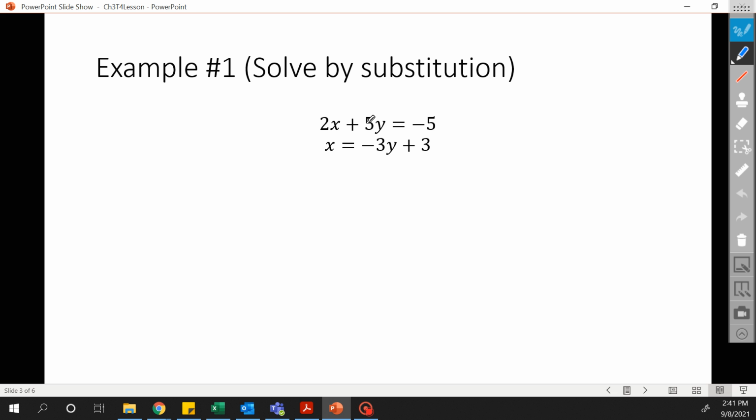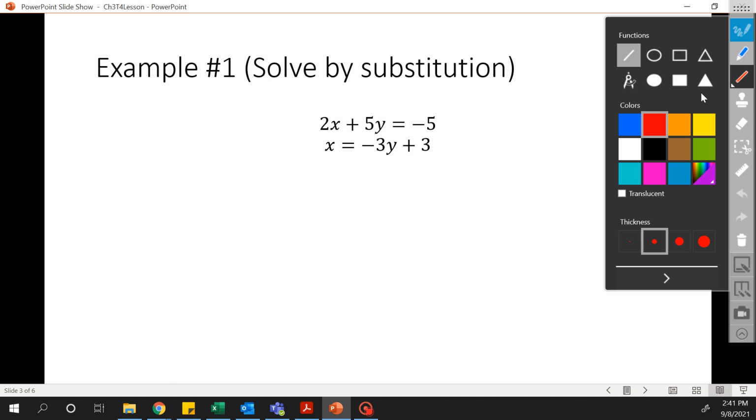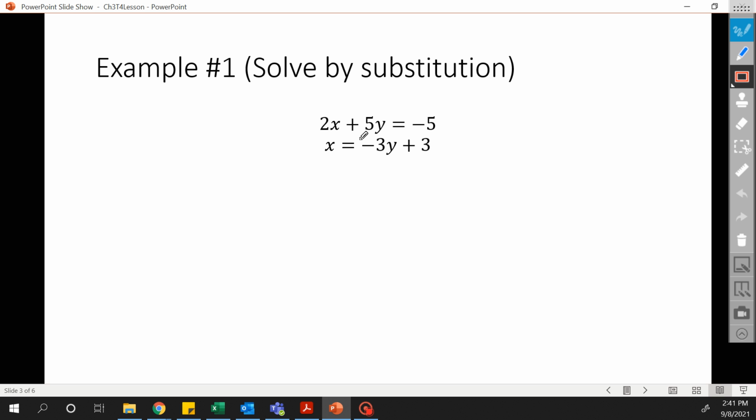And we have our system here, 2x plus 5y equals negative 5, x is equal to negative 3y plus 3, and we can see that the second equation is already solved for x. x is equivalent to the expression negative 3y plus 3. So that means x in the first equation can be replaced by the expression that it's equivalent to.